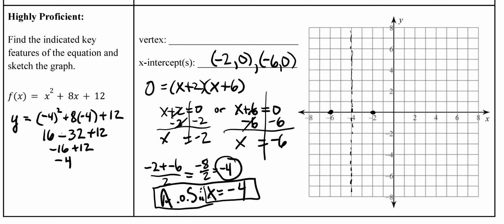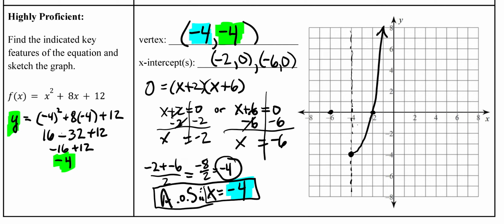And so my vertex is x, negative 4, and y, also negative 4. So negative 4 comma negative 4 is my vertex. And so I go over here, negative 4, go down negative 4, and that is where my vertex is. And now I can just graph a sketch of this. It's U-shaped, goes up that way, and it goes up that way. And that's it.